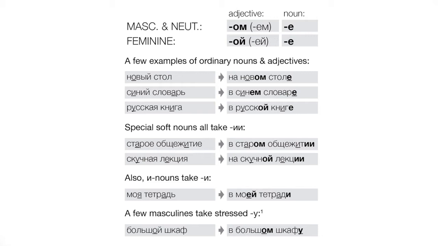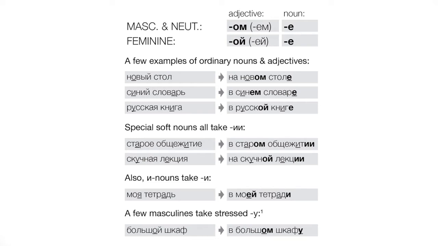Reviewing the prepositional singular: adjectives are going to be -ом or -ой. Then we have the soft versions, -ем, -ей. And nouns are going to end in -е, so that goes for both feminines and neuters. Of course, there are a couple of other endings, but let's look at some examples.